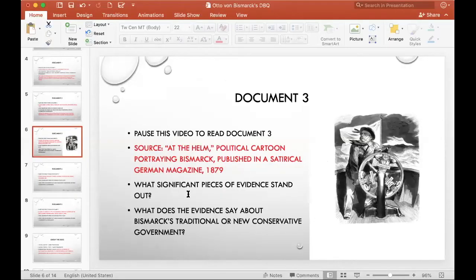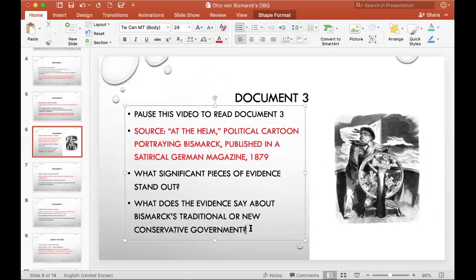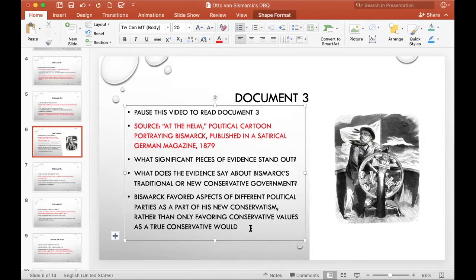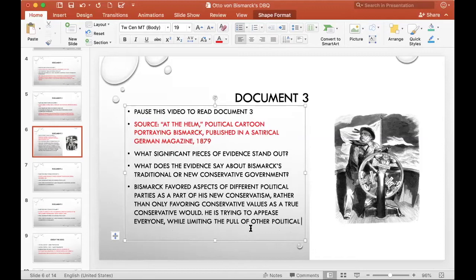And I'm going to write about what this means to the prompt topic. Remember, the prompt topic is about new conservatism versus traditional conservatism. So I'm going to say, to interpret this political cartoon, Bismarck is trying to appease everyone while limiting the pool of other political parties. Okay, so this is my interpretation of the political cartoon of him steering a boat, and his definition of new conservatism, which includes elements of these other political parties.